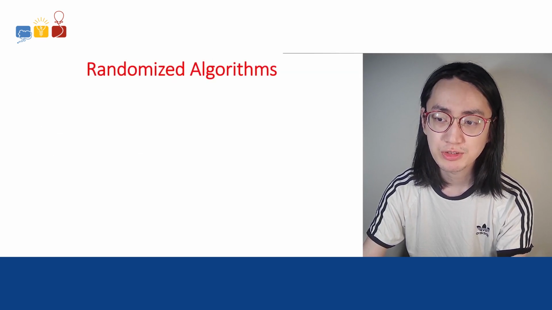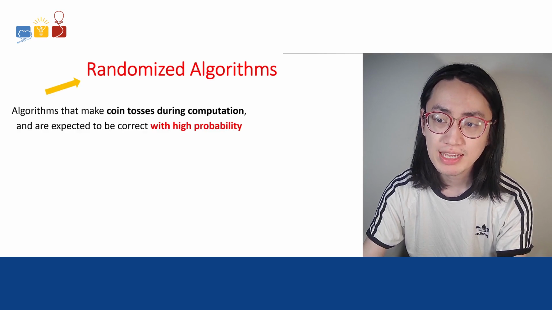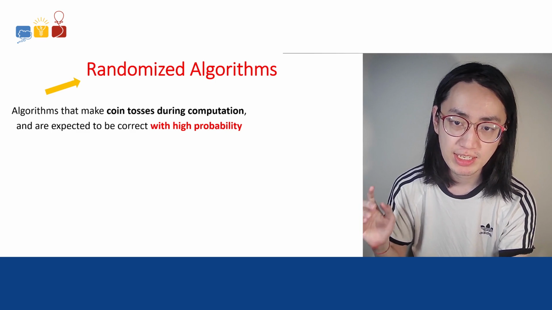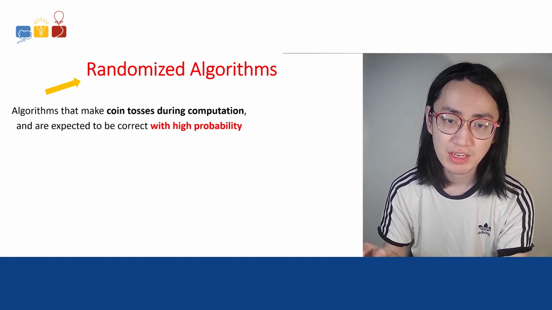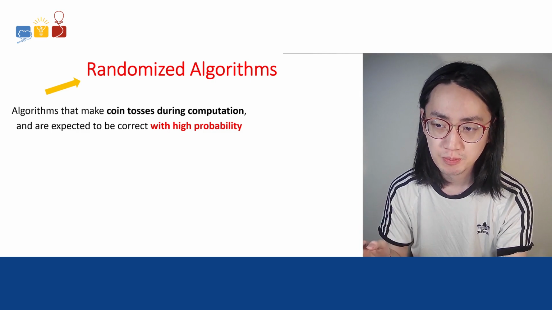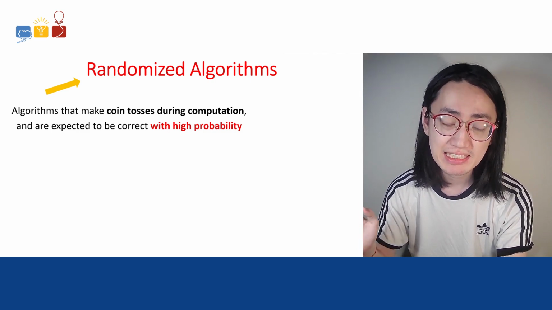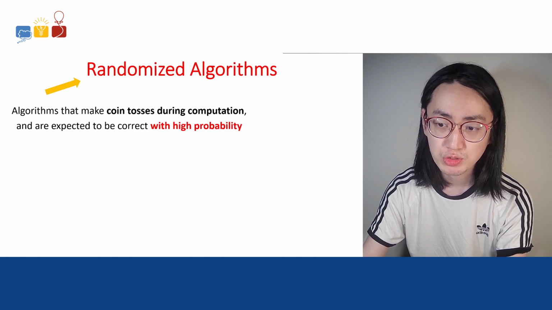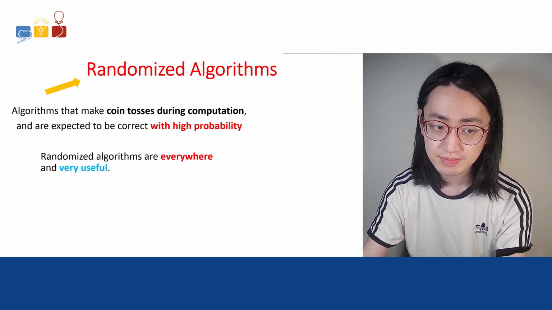So first, as you may already know, randomized algorithms are algorithms that make coin tosses during their computation, and they are expected to be correct with high probability over the coin toss, instead of being always correct. Randomized algorithms are very powerful, and they have been playing an essential role throughout computer science.